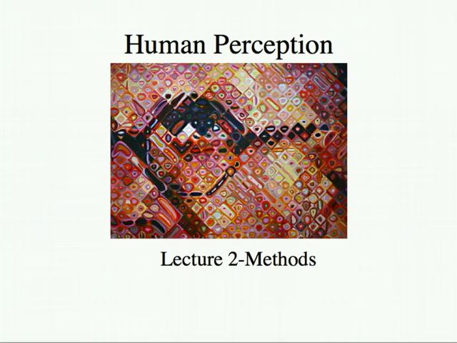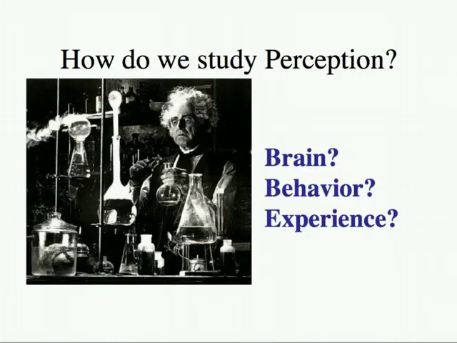Okay, so we move on to lecture 2 with its methods. And the question: how do we study perception? Do we look at the brain, which is the physiological basis of perception? Do we look at behavior, which is the behavioral output, the outcome of perception? Or do we look at experience, which is our own ability to internally observe perceptual events?